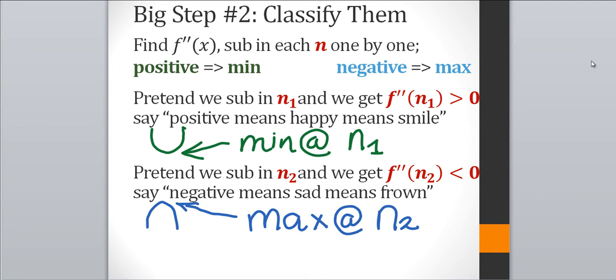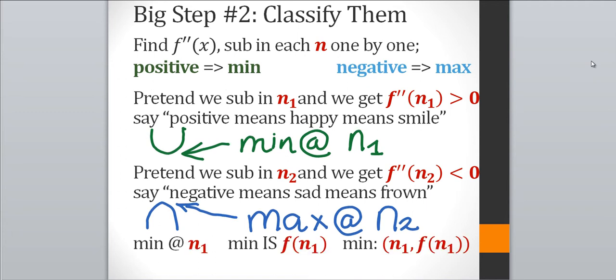Next, go to the next stationary point, n2. Pretend you sub that into f dash dash. Again, I don't care what it is, just sub it in with the calculator, and you pretend you got it to be negative. Then another little saying is negative sad frown. If you drew the function out, then, even for yourself, draw a little frown on the page and look at the frown and say, what kind of point would that be? It must be a maximum there at the tip of the frown. So there is a maximum at n2.